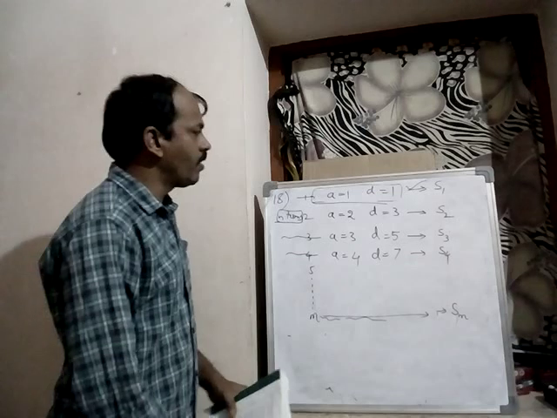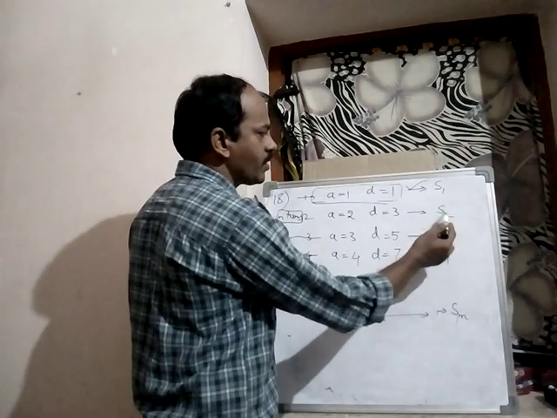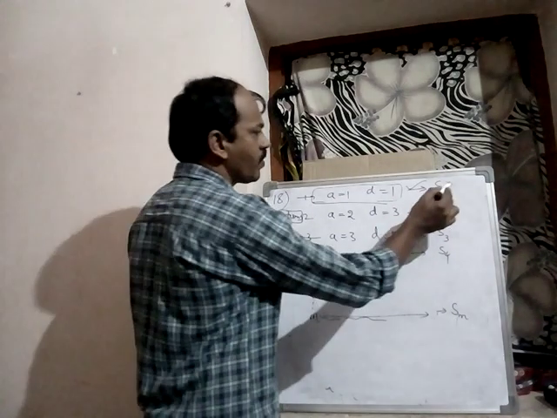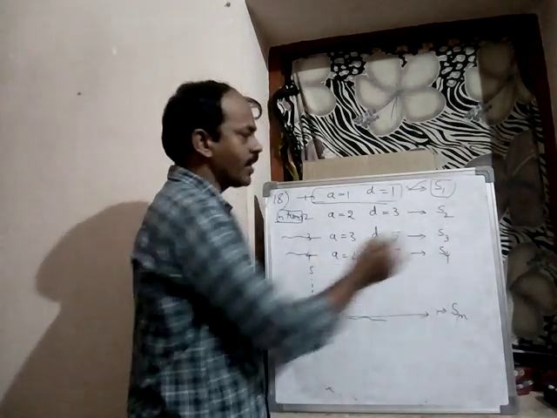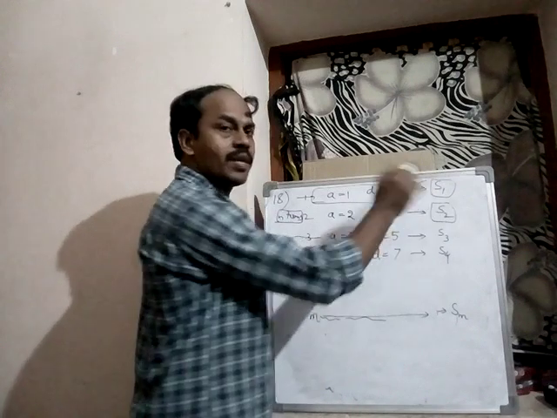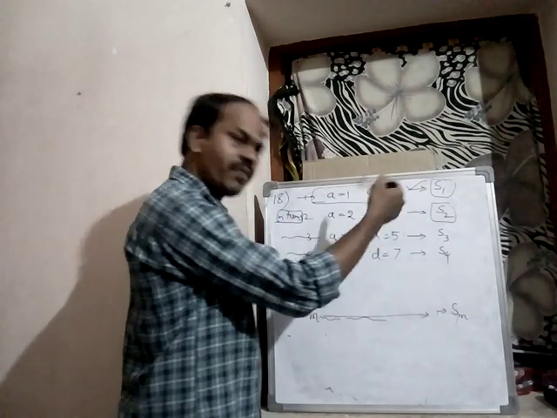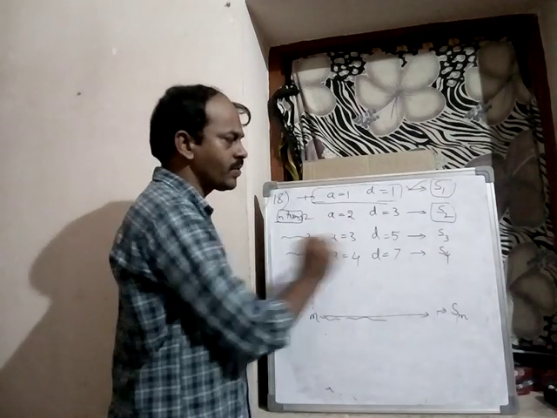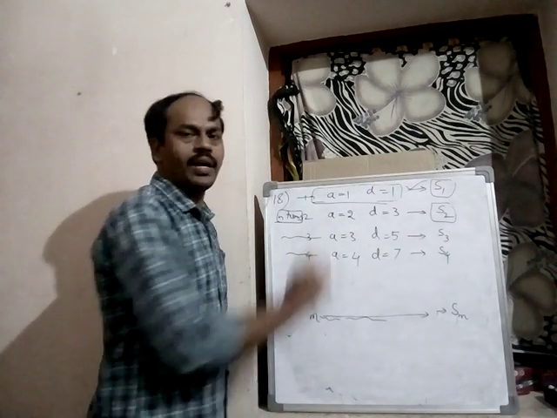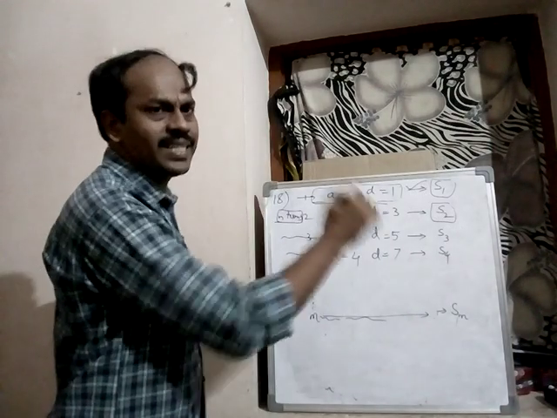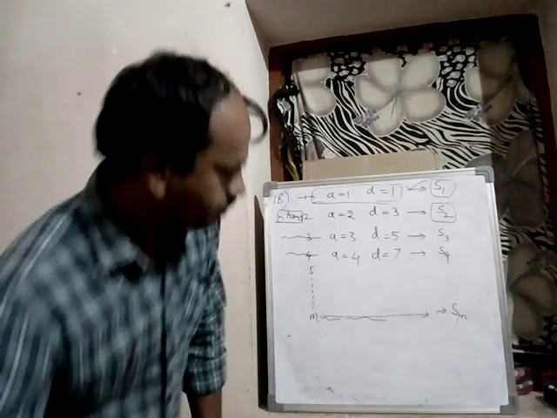So what is being asked here? S1 plus S2 plus S3 plus S4 plus so on Sm. First you have to find S1, which means the sum of n terms in the first AP. S2 means the sum of n terms in the second AP, and the third one the same. You have to find the sum of n terms of each AP series.